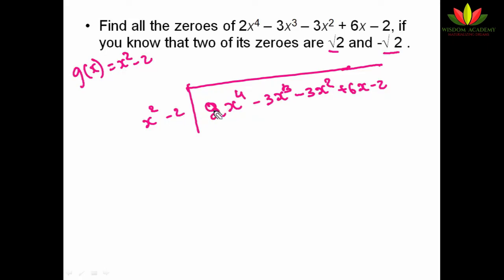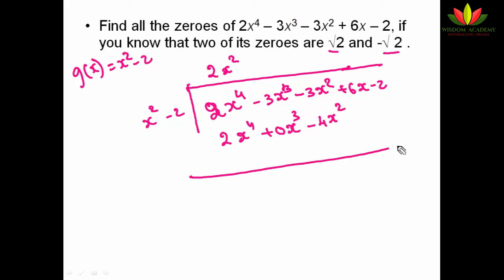So x square, how to make it into x power 4? I will make 2x square. If I make 2x square, my answer will be 2x power 4, and here the next term is not there, so I am not going to write anything. Instead I will write plus 0x cube. Then minus 4x square, like this it will come. I will change the sign. So the same thing will come here, minus 3x cube, and what I will get here is plus x square, and the other 2 terms I will also bring down. So plus 6x minus 2.